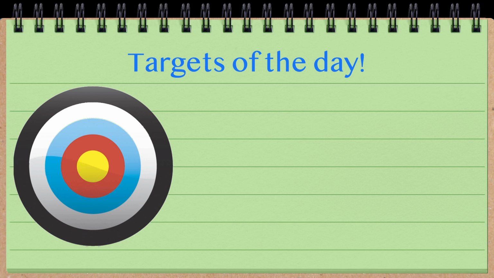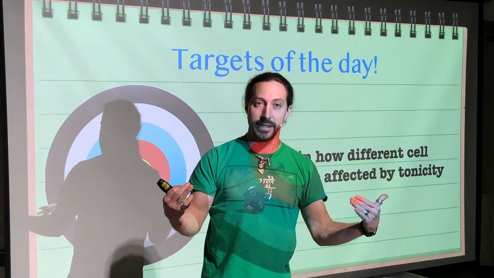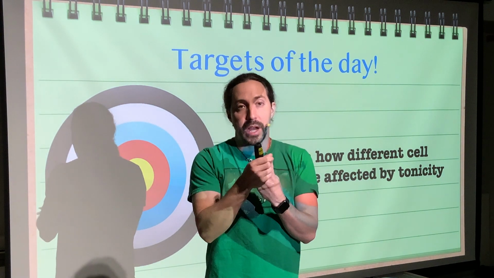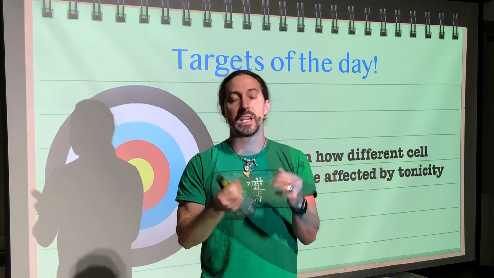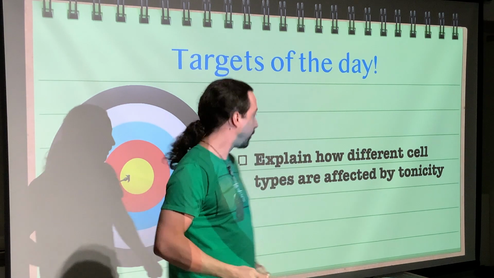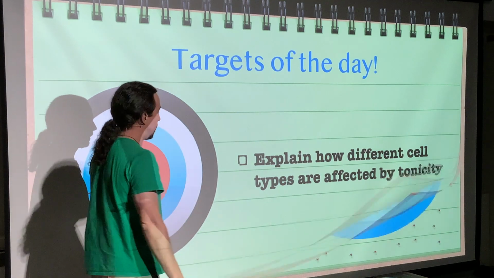So first and only learning target for the day is we are going to explain the different cell types and how they are affected by these different tonicities. So remember, the 3 different tonicities are either hypotonic, hypertonic, or isotonic, and they are comparison terms based upon the solute concentration that is present. And how is that going to impact our cell? So let's look at it.